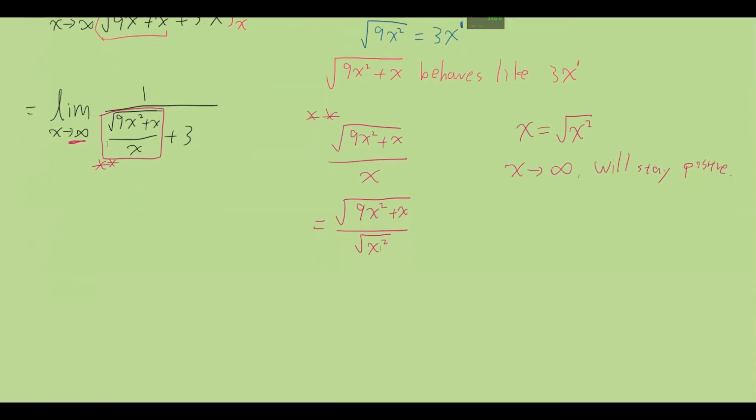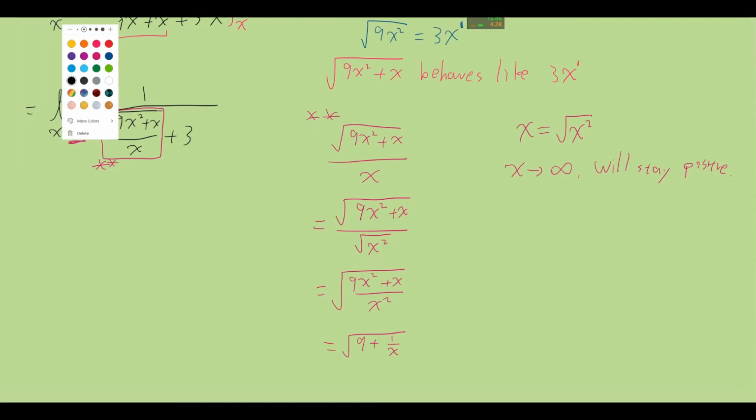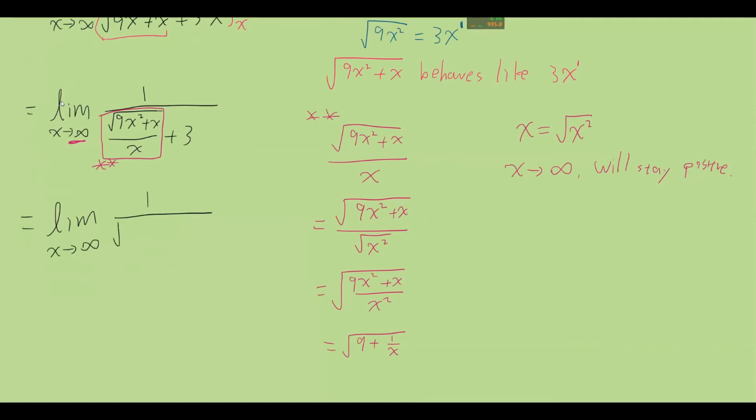All right, so let's clean this up a little bit. That'll give us the whole square root of 9x squared plus x over x squared, which gives us the square root of 9 plus 1 over x. All right, and that goes into the purple box. All right, so we can proceed on with the limit. Limit as x approaches infinity of 1 over the square root of 9 plus 1 over x plus 3.